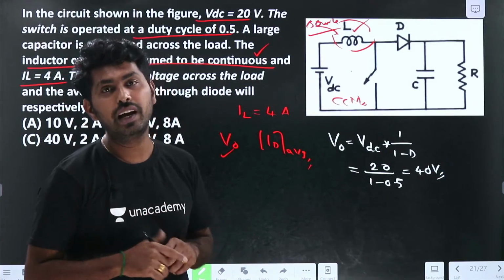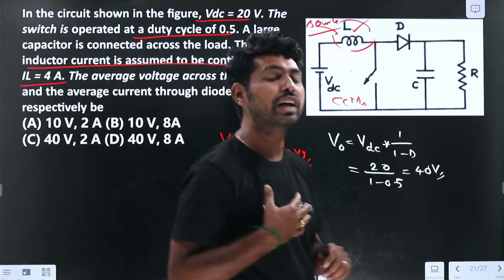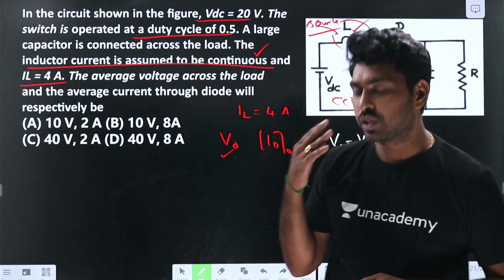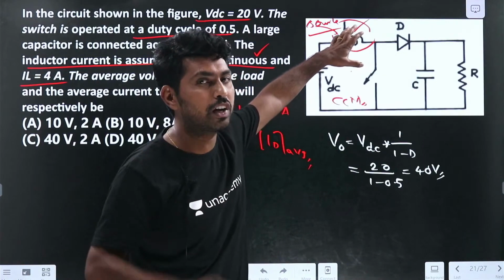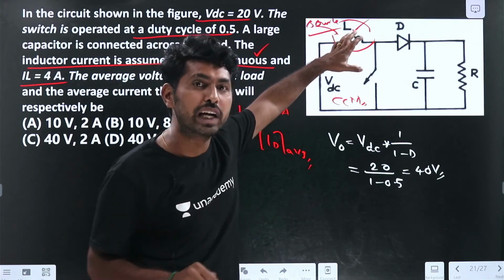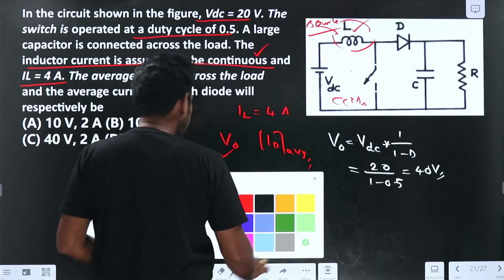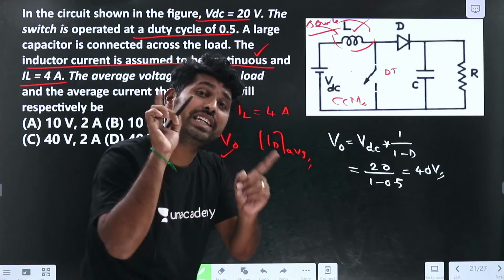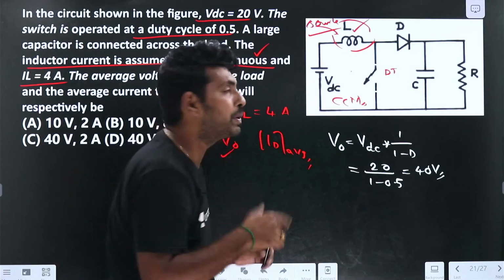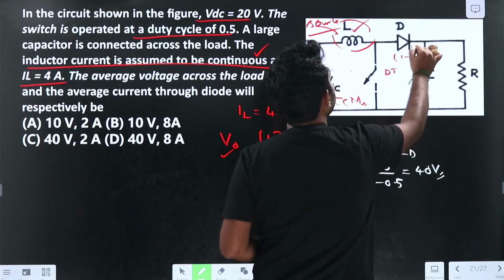Now we need to find the average value of the diode current. How can I find it? It is also simple, from the fundamental concepts. During the DT period, this switch will be in the on condition. During the 1 minus D into T period, this diode will be in the on condition.